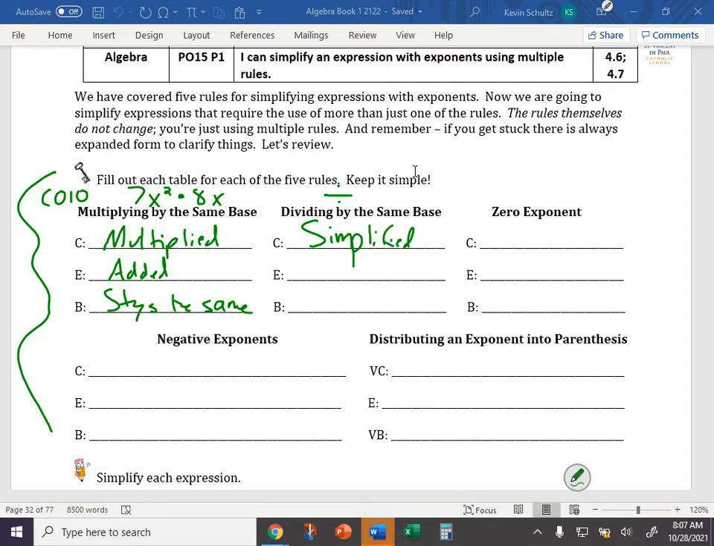There we go. Simplified. How about those exponents? Subtracted. And the base stays the same.